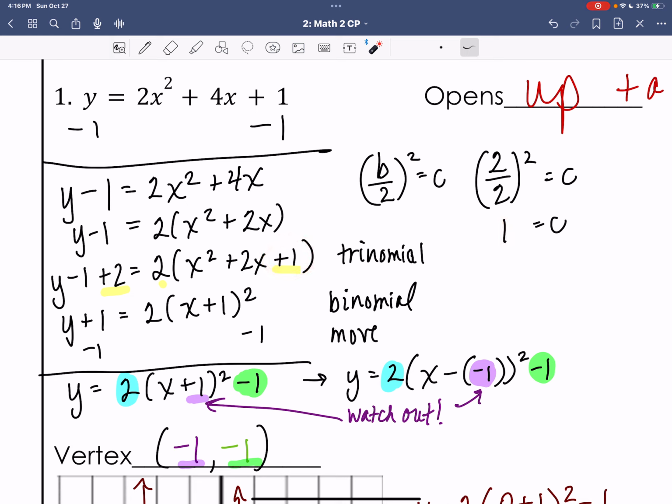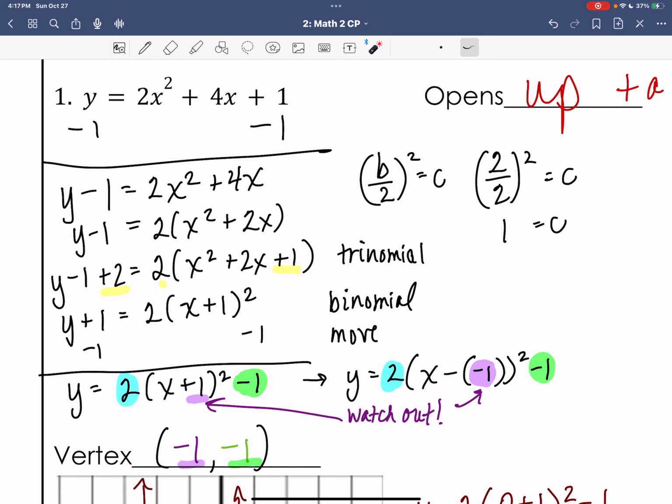Now remember, we have to add to both sides. So it's not just a 1, it's really a 2 times 1, which gives you a +2. So we have this, we combine these to make +1. We wrote this as a binomial squared. And then the last part is, now we've got to move this guy over here. So we're going to subtract 1 from both sides, and then we have our equation, y equals 2(x plus 1) squared minus 1.